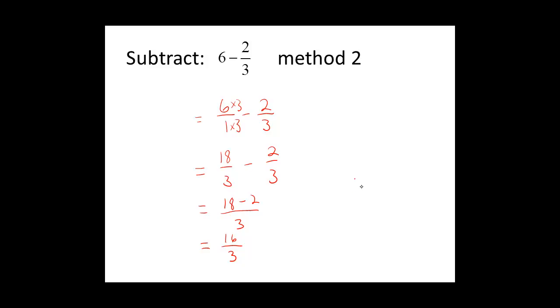We can change it to a mixed number by putting the numerator inside the division symbol. 3 divides 16 5 times. 5 times 3 is 15. We subtract and get 1. 1 is our new numerator, and 3 is our denominator. So 16 thirds is equal to 5 and 1/3 as a mixed number.